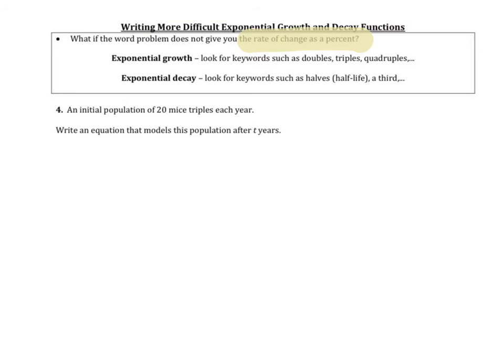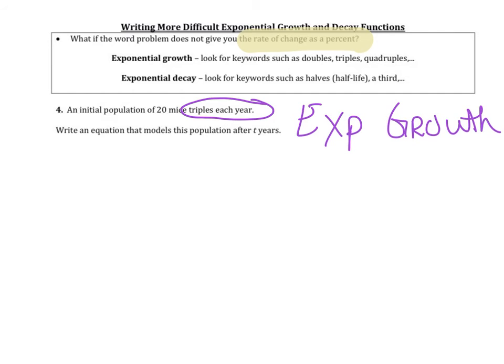So our first example, an initial population of 20 mice triples every year. So what jumps out at me? Well, clearly the triples every year should jump out. So let's go ahead and highlight that. If it's tripling, we know this is exponential growth. Something is getting larger. So I'm saying 1 plus the rate has to equal 3.